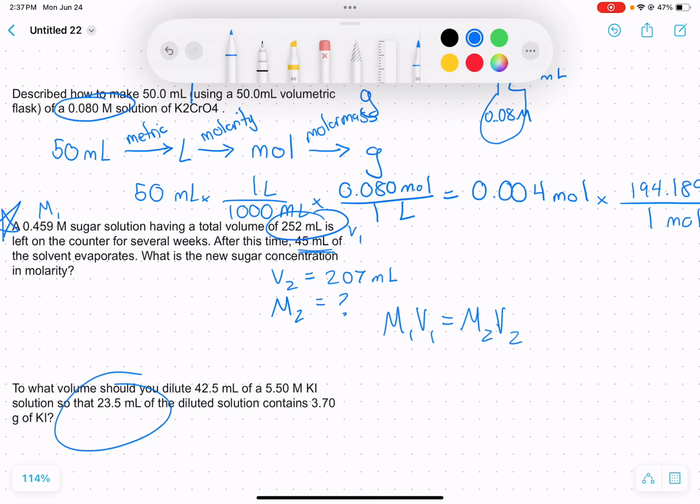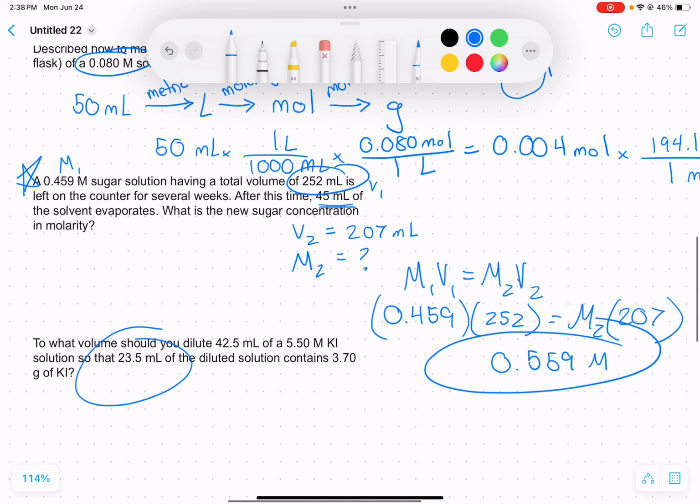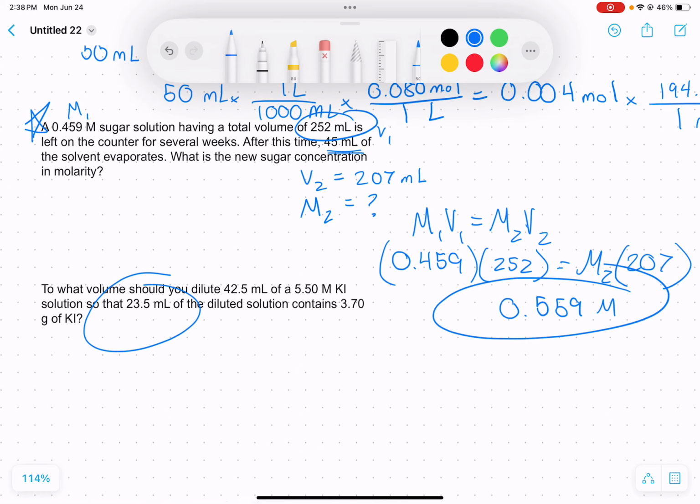Okay, so I'm just going to plug into this equation. M1, 0.459. V1, 252. M2 is what we're looking for. V2 is 207. Okay, so all I have to do is solve that. 0.459 times 252 divided by 207. So that new molarity is 0.559 molar. So it's more concentrated. That makes sense because you had some evaporation and now you've got the same amount of solute with less solvent.